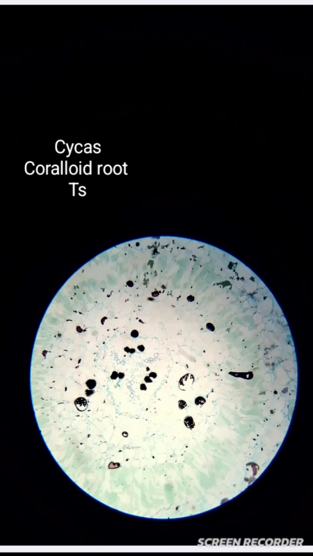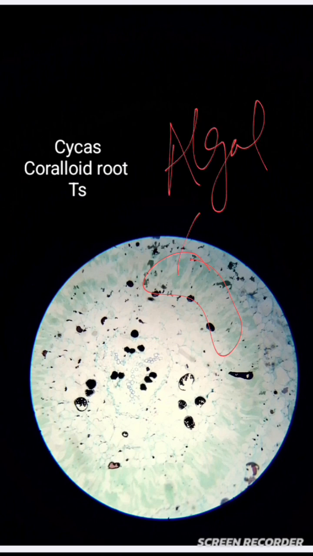The middle layer consists of the algal zone, having elongated cells made up of algal zone, and the innermost layer is made up of compactly arranged parenchymatous cells which are also polygonal in shape.